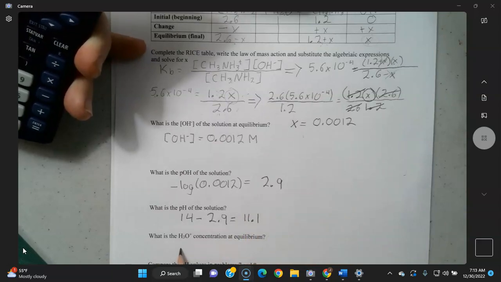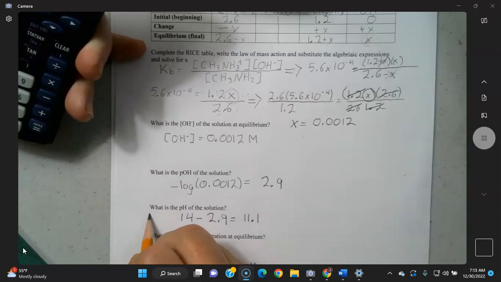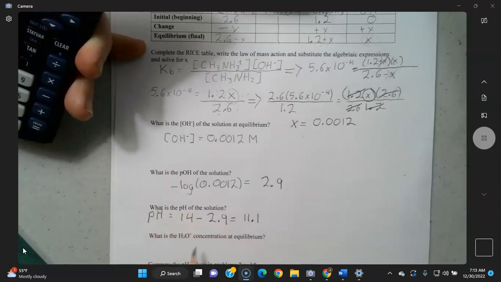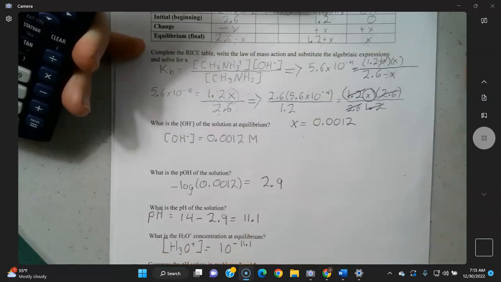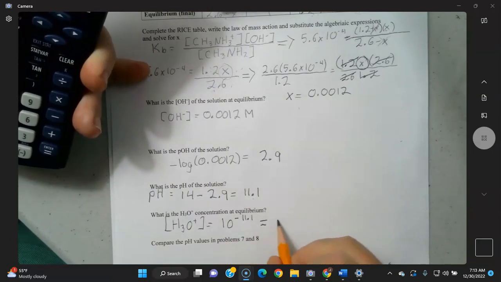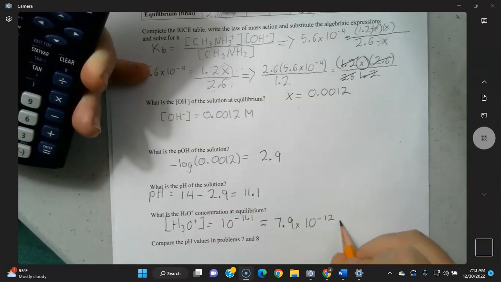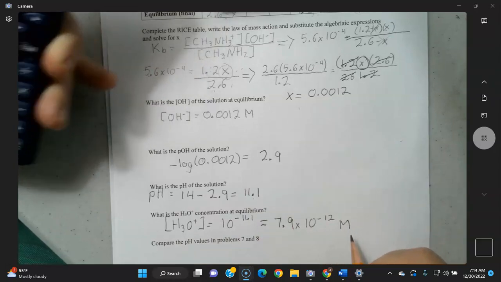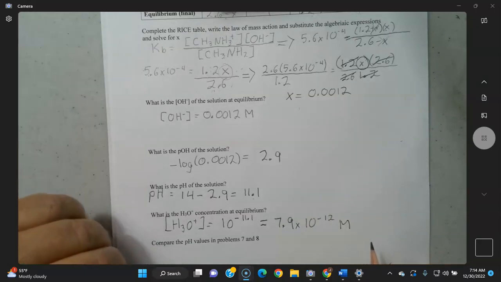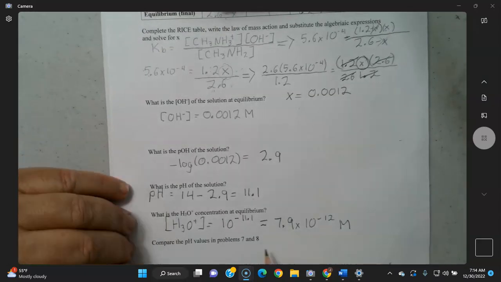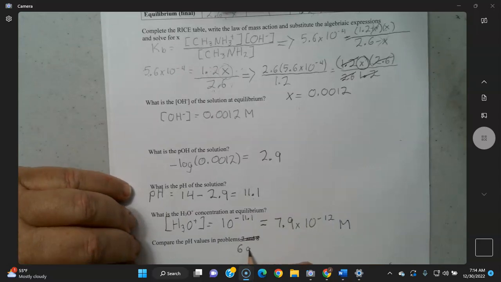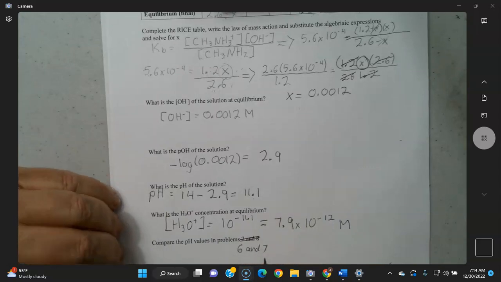H3O concentration. I should go ahead and write this. pH equals this. And then H3O concentration equals 10 to the minus pH, and that's going to equal 10 to the minus 12. Again, this is a base reaction, so you're going to have very little hydronium in this, and that's molar. And it says compare the values in problems 7 and 8. That should say 6 and 7, the last two problems that we just did.